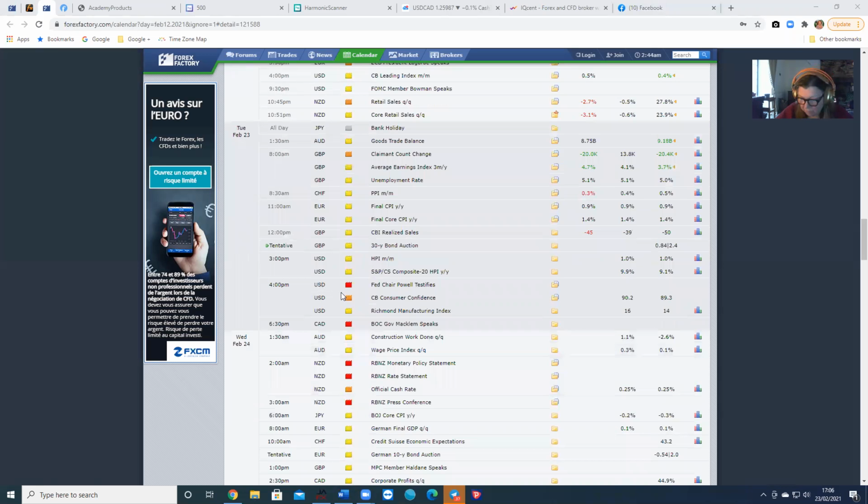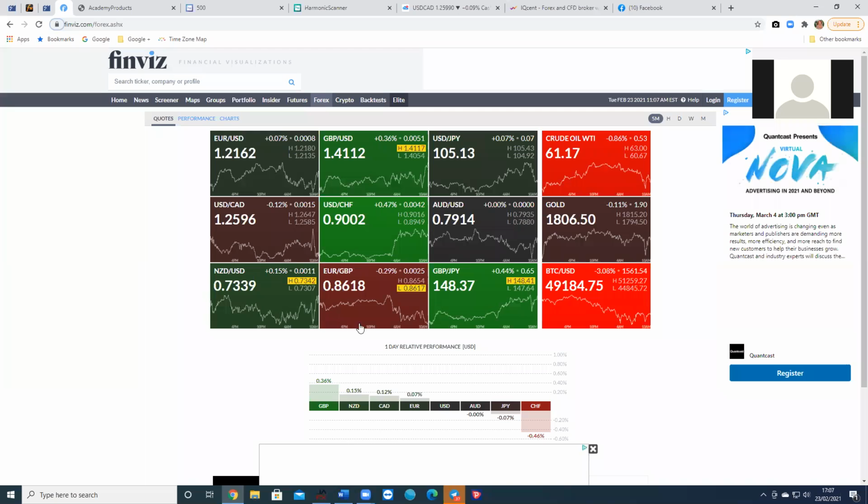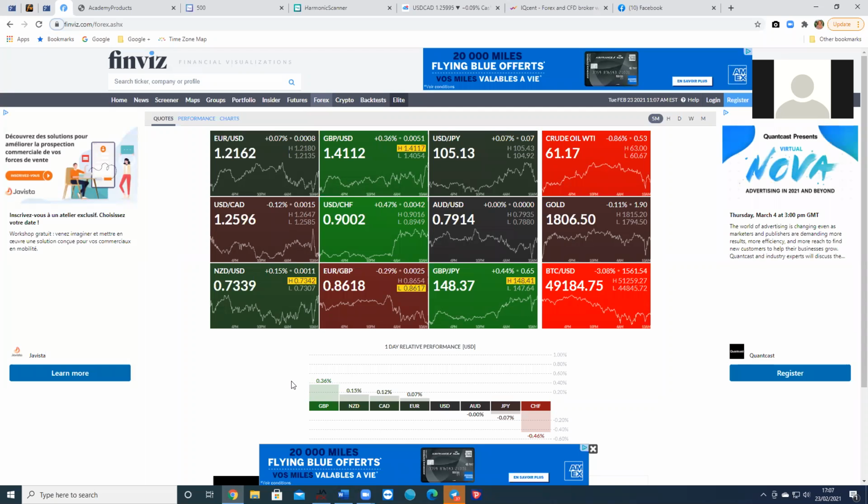and 4 p.m. my time, I'm in Paris, is USD red flag. So that's been and gone. And we've got some Canadian coming up at 6:30 p.m. So that'll be 5:30 UK. So once we've done that, let's have a look at our currency strength meter.